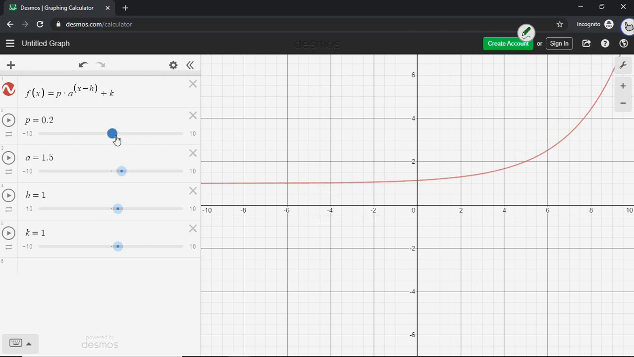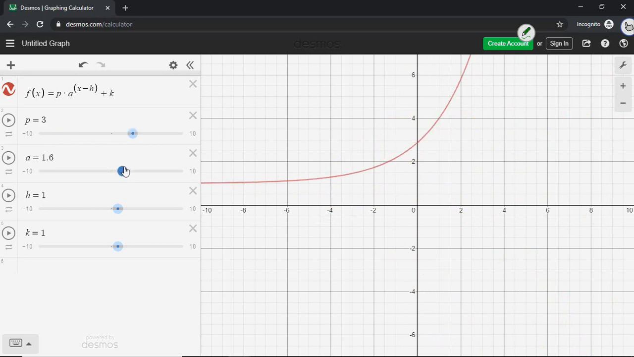As always, grab some technology and play around with it. So we see the p value is controlling the vertical stretch. It's not as obvious with this type of graph shape as it is with other functions, but as p gets larger, it is stretching vertically. As p gets smaller, it is being compressed. As soon as p gets less than 0, it flips over, so we have that vertical reflection happening there.